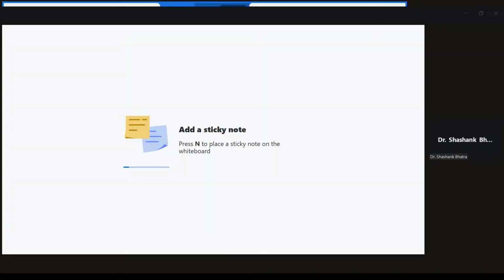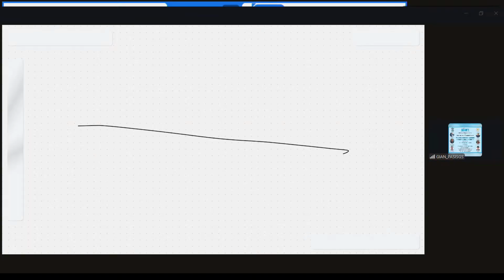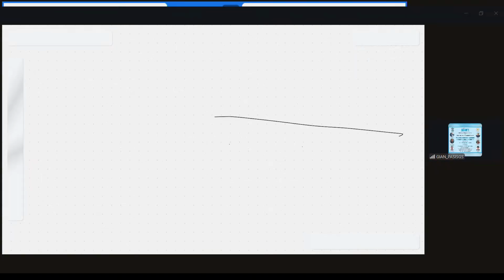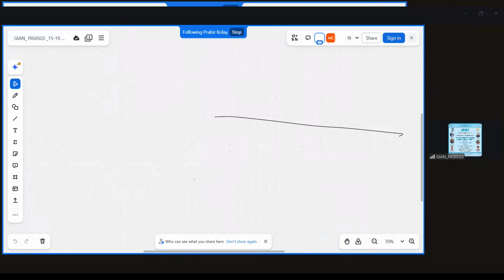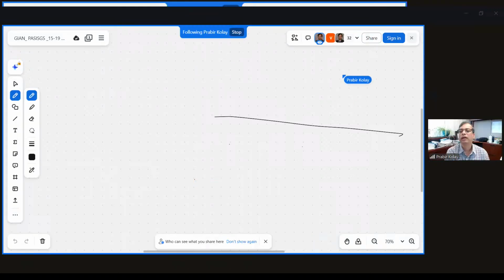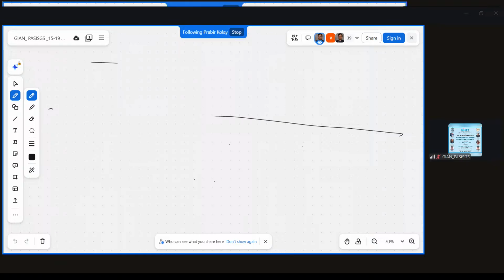So can you see now the whiteboard? Now you can see the whiteboard. Somehow put it on my screen here, right? This one. Post this one to my screen here.